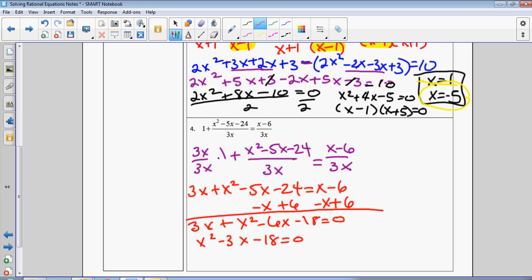So to factor this, I need two numbers that multiply to negative 18 and add to negative 3. So let's see, we need a 6 and we need a 3, and the 6 is negative and the 3 is positive, and this equals 0. So x minus 6 equals 0 gives me x equals 6, and x plus 3 equals 0 gives me x equals negative 3. And when I plug those into the denominator, neither of them makes the denominator 0. So both of these answers are good.